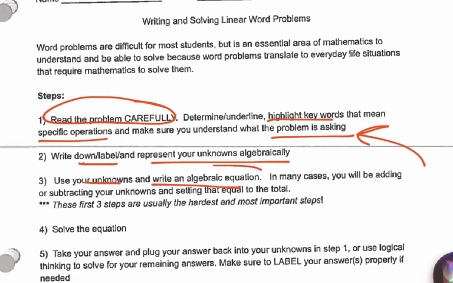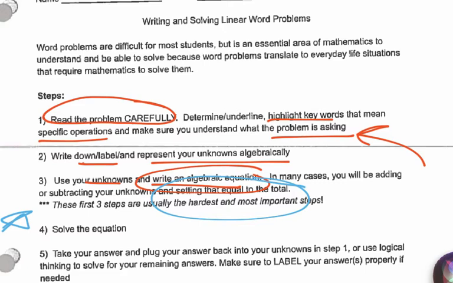The first 3 steps are probably the hardest part. In many cases, you'll be adding or subtracting your unknowns and setting that equal to the total, okay? If you're adding, it will say something like sum or all together. If you're subtracting, it might say something like difference. Step 4 is probably the easiest one: solve the equation. Once you do all the difficult work, solving the equation is usually the easiest part.